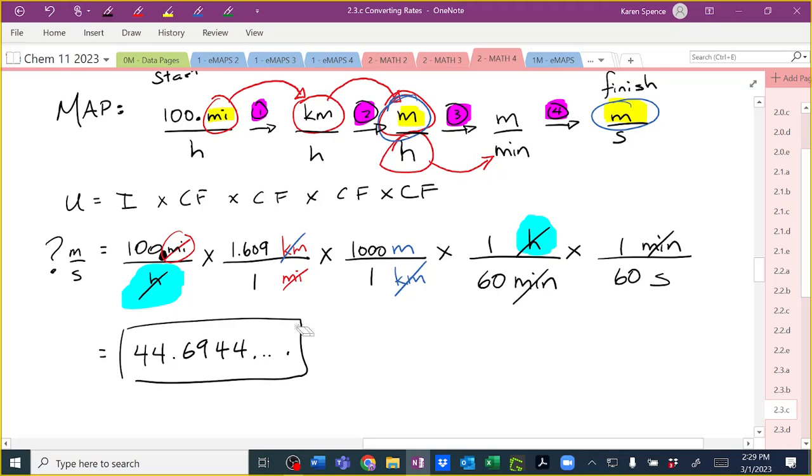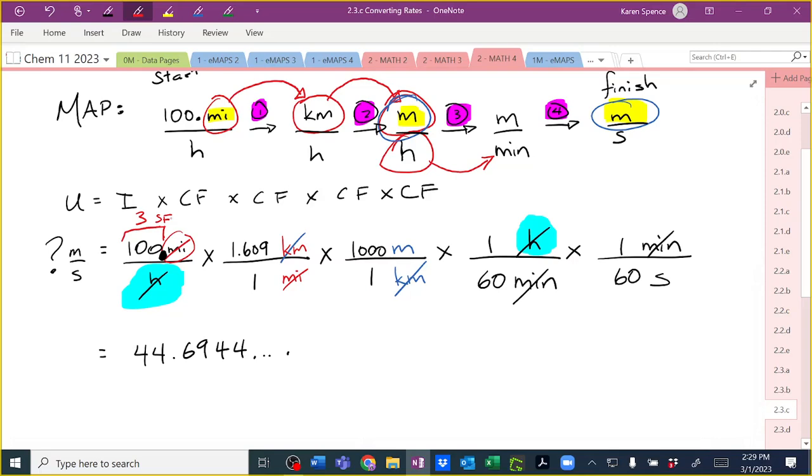No. What do I need to do? Sig figs. Now that I've drawn that great big baseball of a decimal there, how many sig figs in 100 miles? 3 sig figs, because zeros on the right are significant when there is a decimal. How many sig figs in 1.609 kilometers per mile? I have metric and imperial, so that would be 4 sig figs. How about that 1? That's an exact number, so that's going to be infinite sig figs.